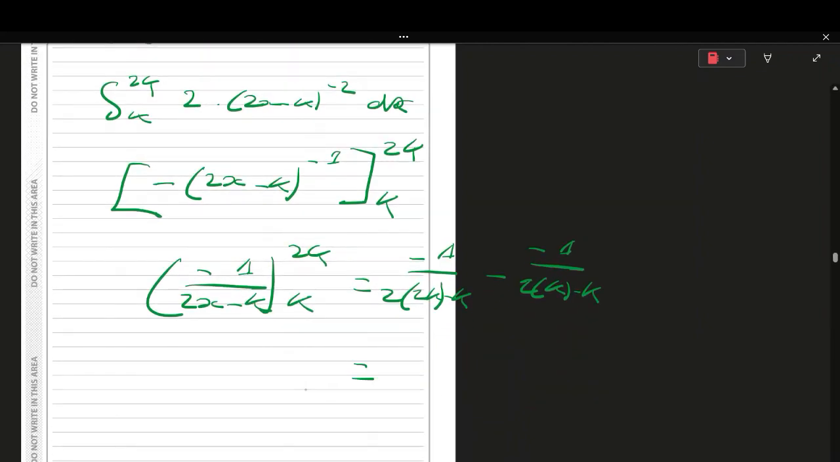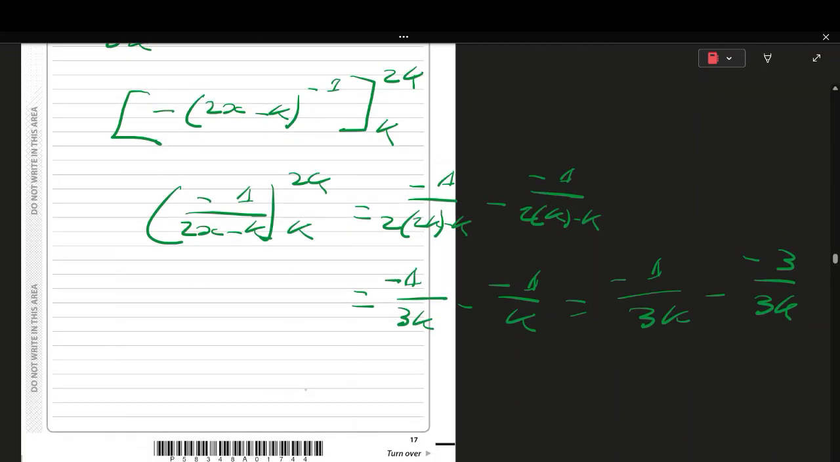So this can be written as minus 1 over 3k minus 1 over k. So we need to make the denominator the same. So we times the right one by 3. So we get minus 1 over 3k minus 3 over 3k. And this is the same as writing minus 2 over 3k. And since k is on the bottom, therefore inversely proportional. And that's question 7 done.